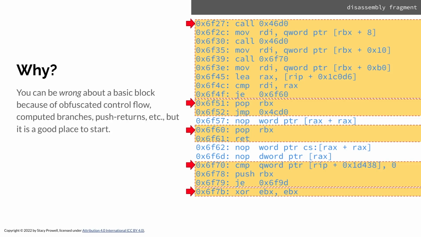You can be wrong. We've already indicated that. Obfuscated control flow, computed branches, push returns, all those things can screw up this naive analysis. But it's still a good place to start.